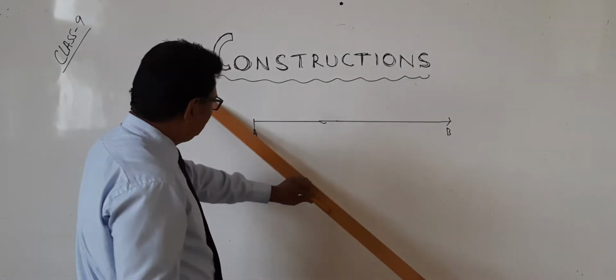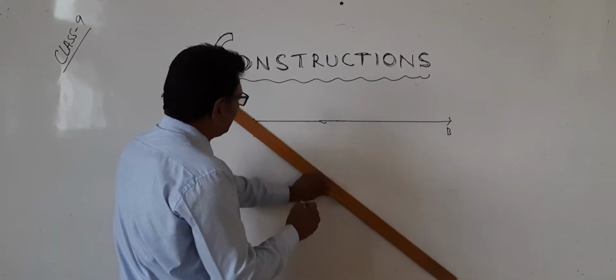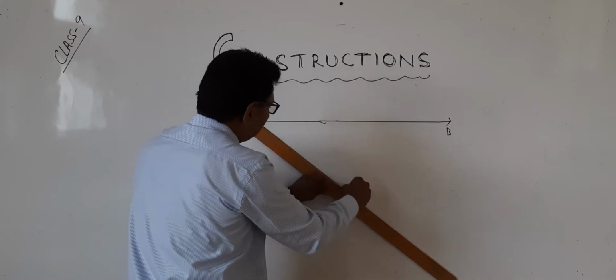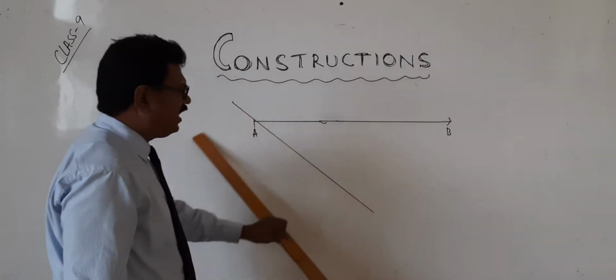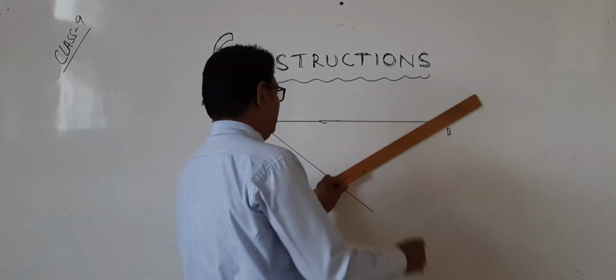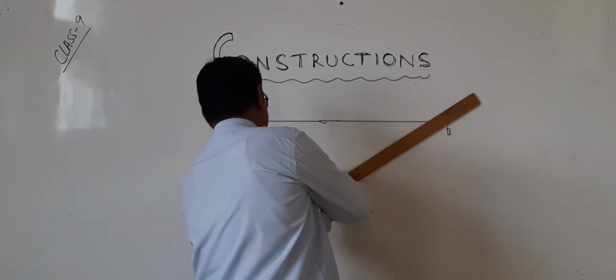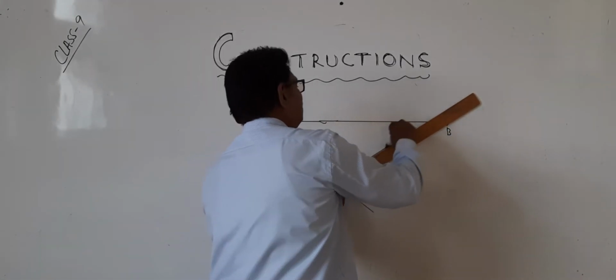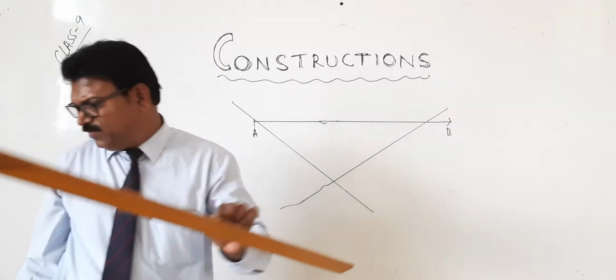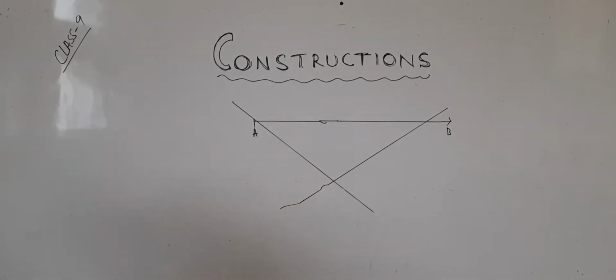This is known as ruler. You can say not only ruler, you can say this as scale also. Wherever you want, you can use this, but specially you can draw the line segments.